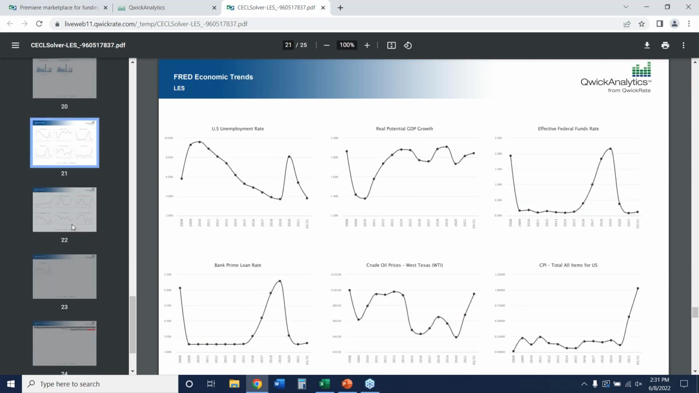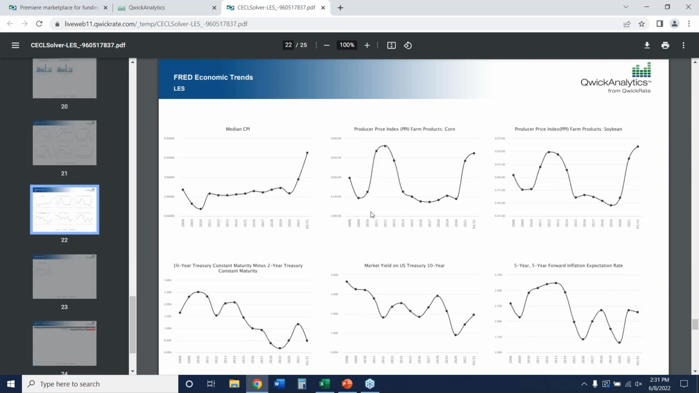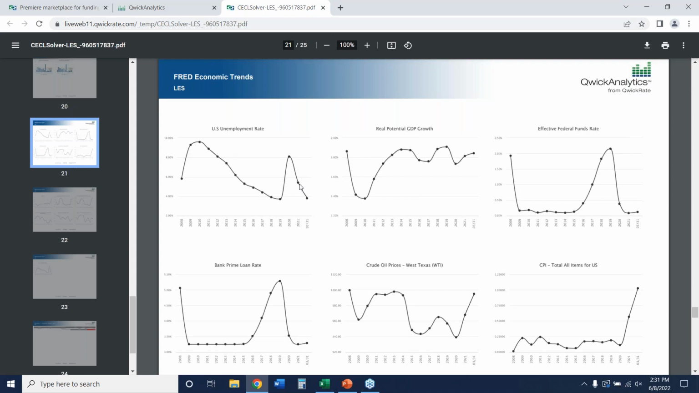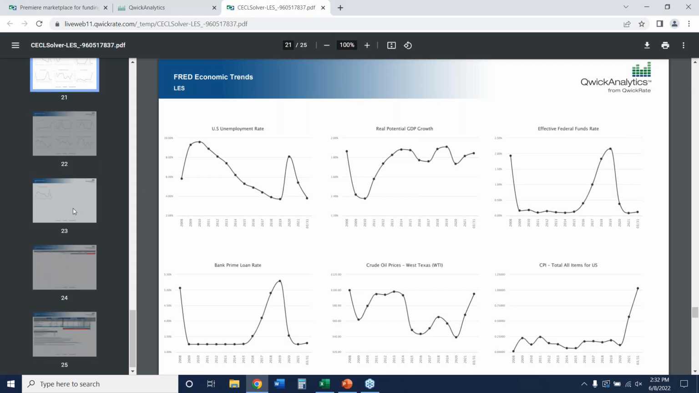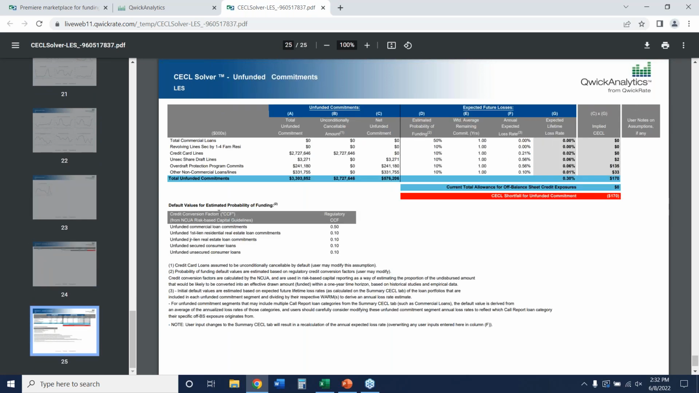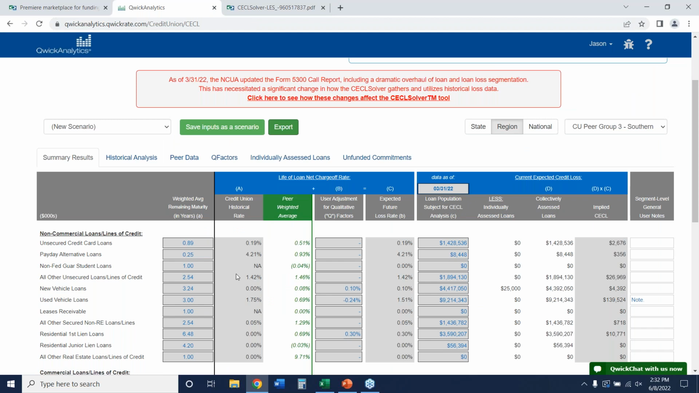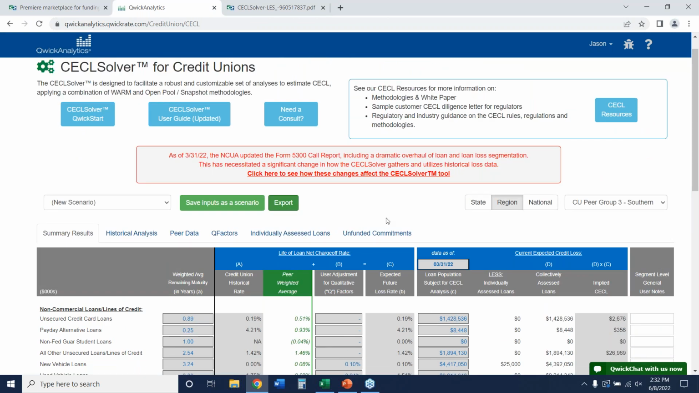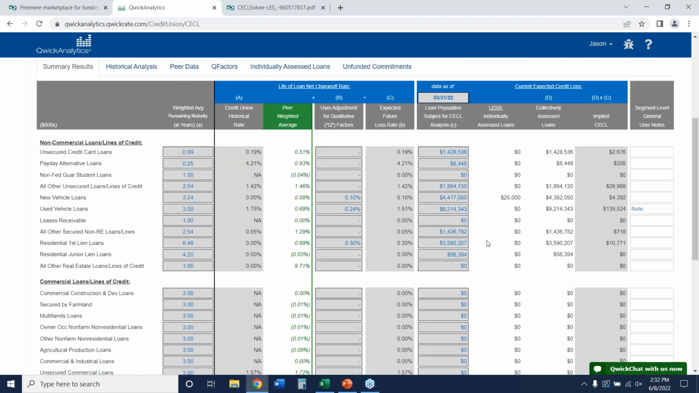And here we have these economic trends that are unfortunately pretty much of little help to us, but hey, this is great. You can tell your examiner, hey, if you looked at the U.S. unemployment rate, I have it. It doesn't match my losses at all, and you can move on to something else. Here is the individually assessed loan worksheet, and finally the unfunded commitment worksheet. So you get everything you need here. Save those outside of the program. Keep those on your hard drive, so you can pull those up at any time.